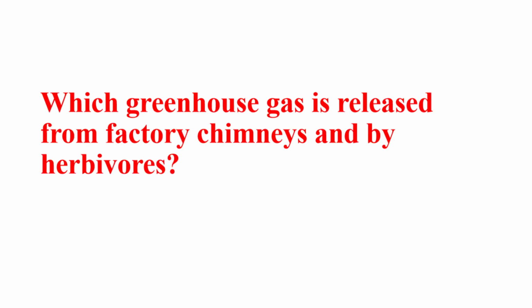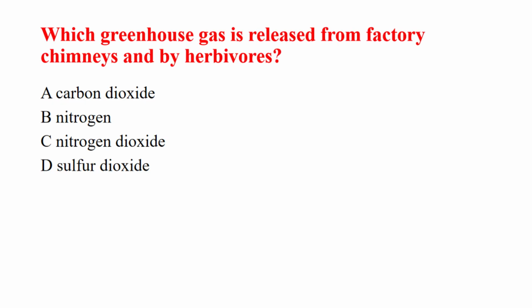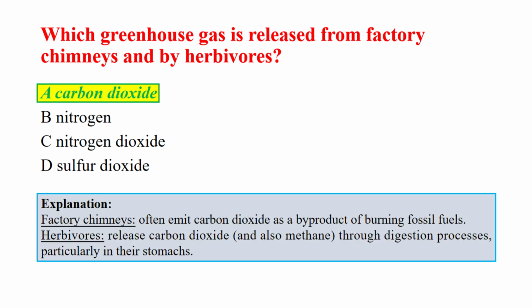In the next question, we are looking into an interesting question about greenhouse gases. Ready to test your knowledge? Let's get started. The question is, which greenhouse gas is released from factory chimneys and by herbivores? Is it A. Carbon dioxide, B. Nitrogen, C. Nitrogen dioxide, D. Sulfur dioxide. The correct answer is A.